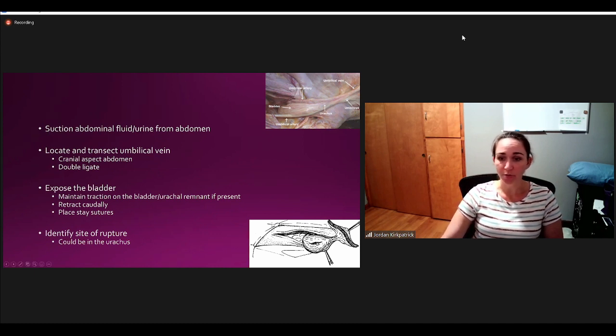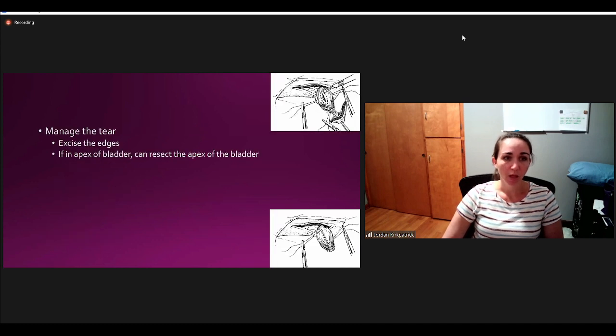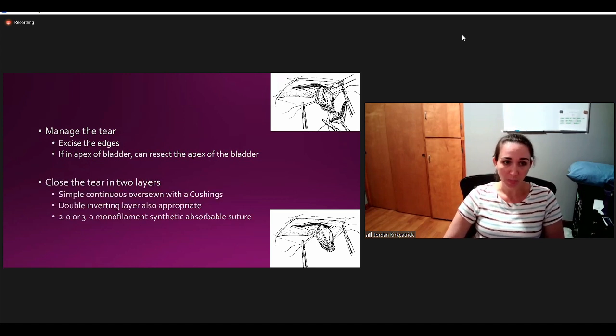This image is ruptured in the bladder, but sometimes the rupture can actually be in the urachus. So look there too if you're not finding an obvious one in the bladder. There's a couple ways to manage the tear depending on the size. Because the edges are now damaged from the tear, you're going to excise those edges and then suture it together in a double layer as shown in this image. If it's at the apex of the bladder, you can actually resect the apex of the bladder, which we'll talk about on the next slide.